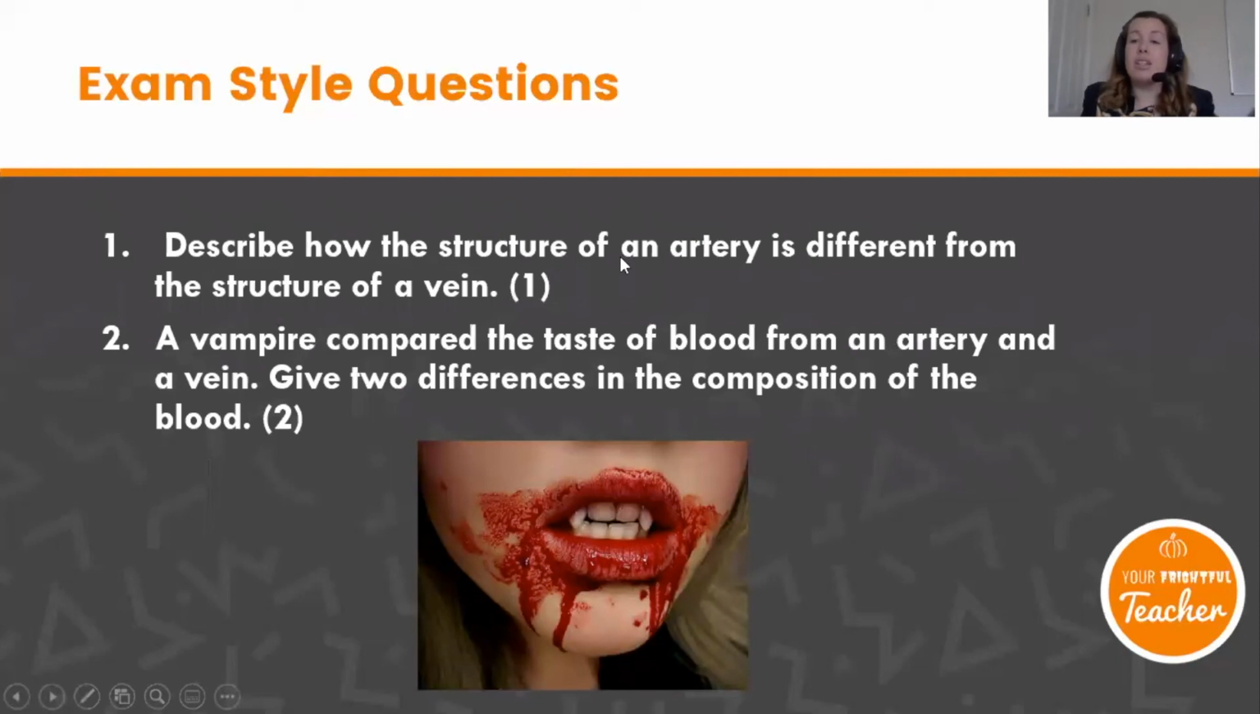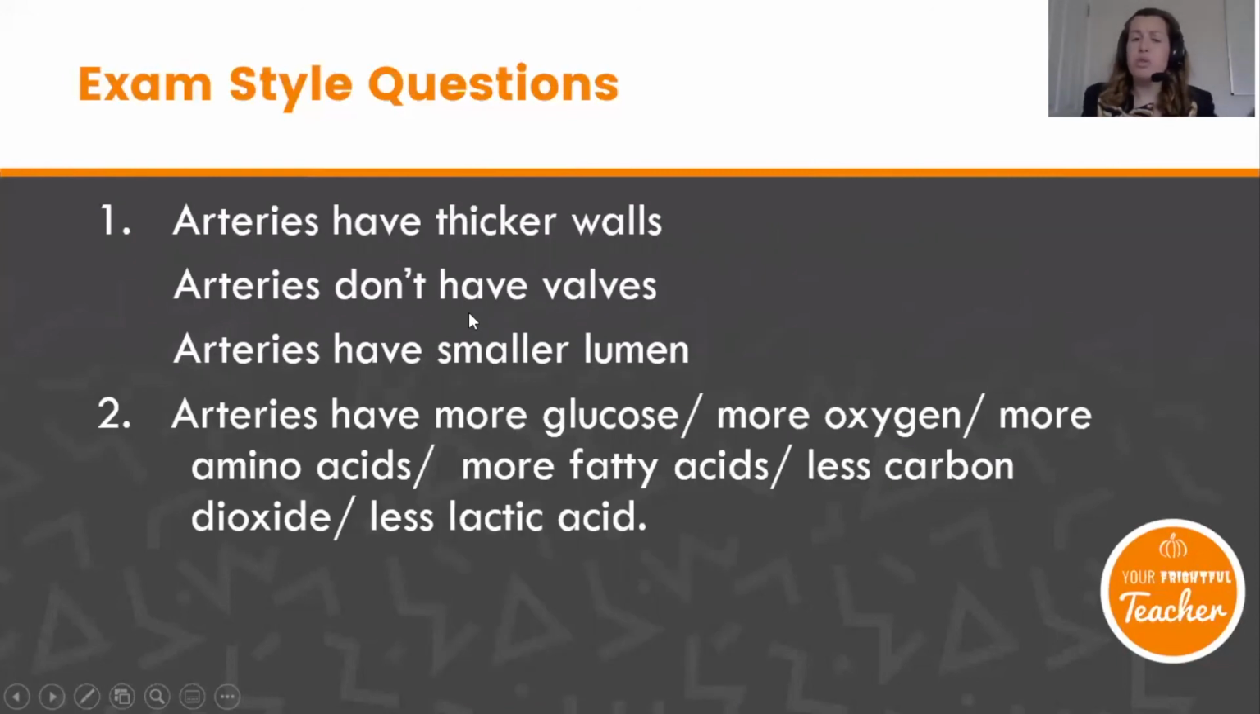It doesn't say compare in the question, but you are essentially comparing how two things are different. You want to try and use words that maybe have an ER on the end. So you shouldn't just say arteries have thick walls. You need to say thicker walls, so you're comparing it to veins. Arteries have thicker walls than veins. Obviously that doesn't work with valves. They either do or they don't have valves. But again, arteries have a smaller lumen or veins have a larger lumen. It shows you're comparing two things.